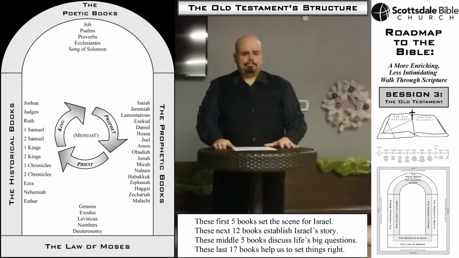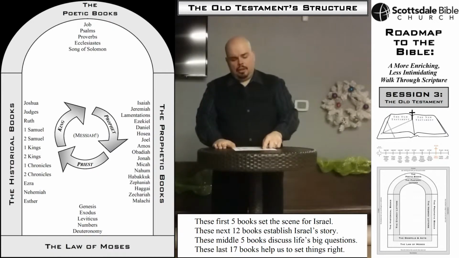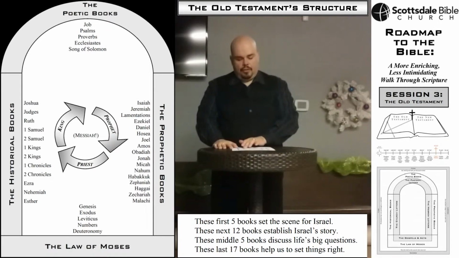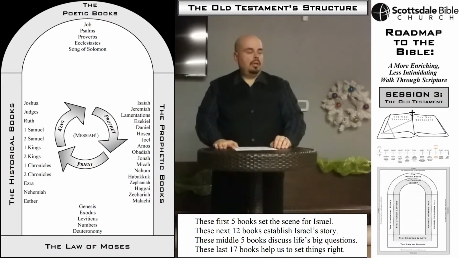And I do want to show you one thing. The bottom of the arch, 5 books. Left side, 12. Top side, 5. Right side is 17, but actually it's 5 big ones and then 12 small ones. So 5, 12, 5, 5, 12. Kind of breaks it down for you a little bit. The Law of Moses and the historical books are literature. The top of the arch is poetry, and the right of the arch is sermons.